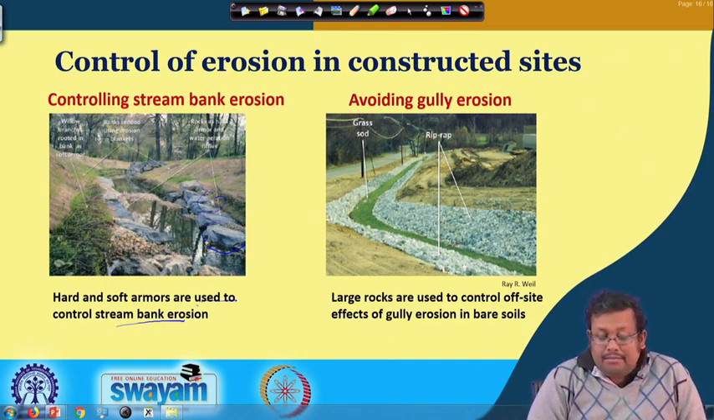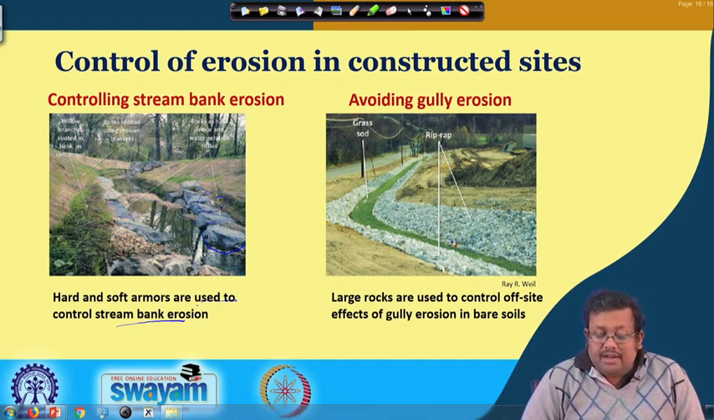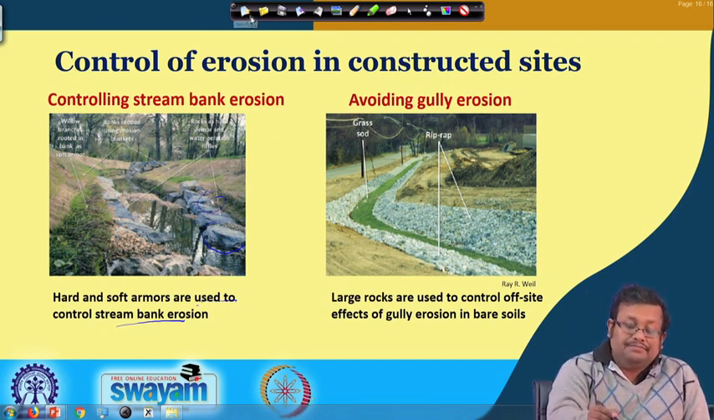And this is another example, avoiding gully erosion. You can see here large rocks are used to control the adverse effects of gully erosion in bare soil. These are called riprap, and these are grass sod. Ultimately it helps in controlling gully erosion in bare soil. So these are some of the ways to control soil erosion.